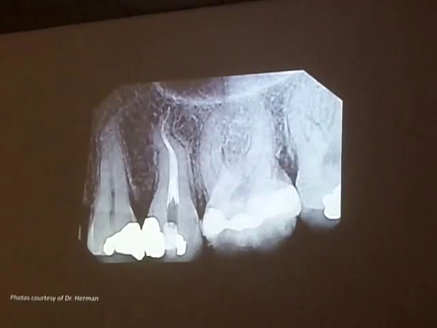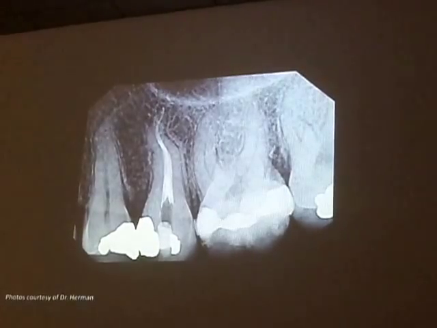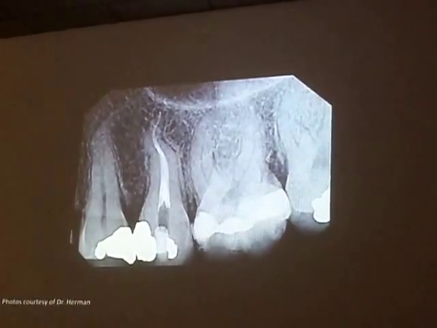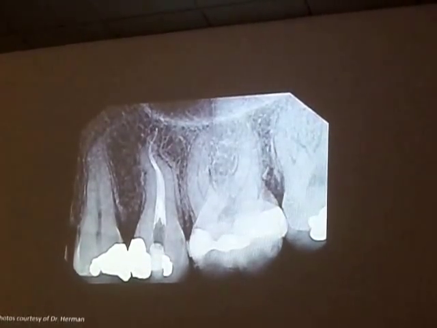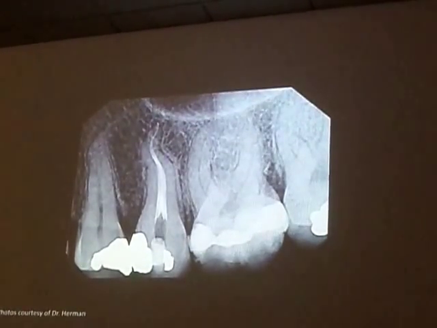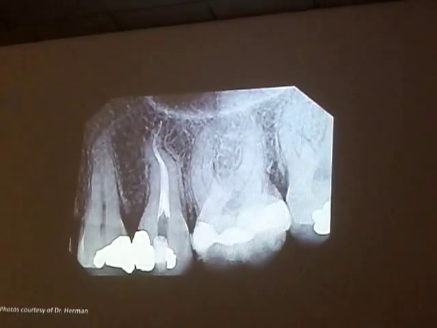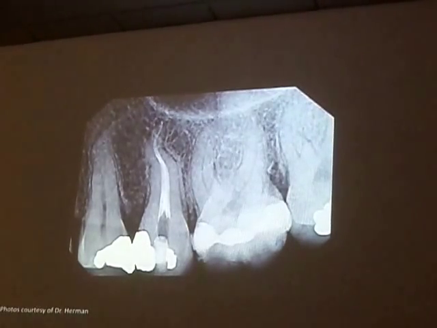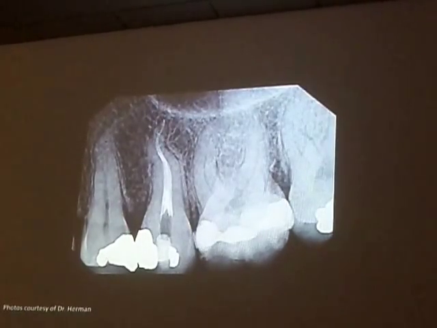So we go ahead and instrument the tooth according to the original anatomy. Now, if we were to go ahead and instrument this canal larger, perhaps we would increase our mishaps. We might be more likely to separate a file or have a transportation. So again, just understanding the anatomy of the tooth and instrumenting it according to that.